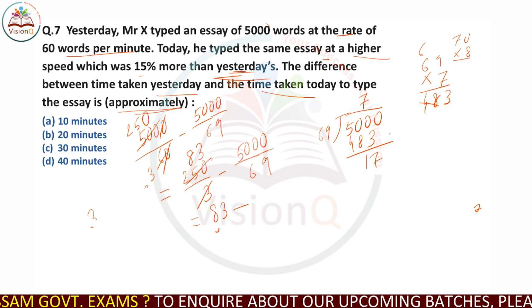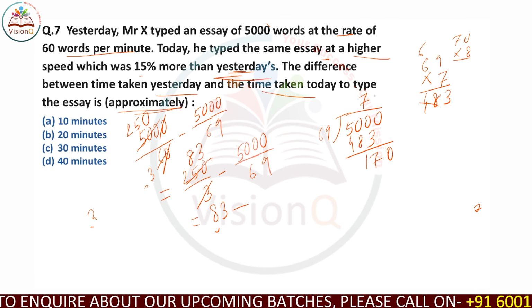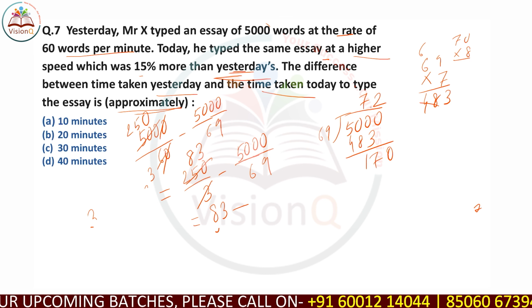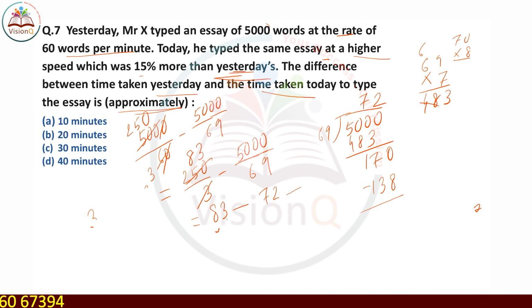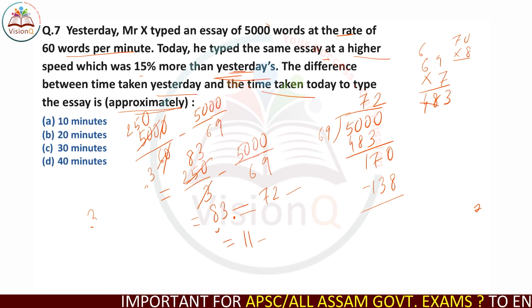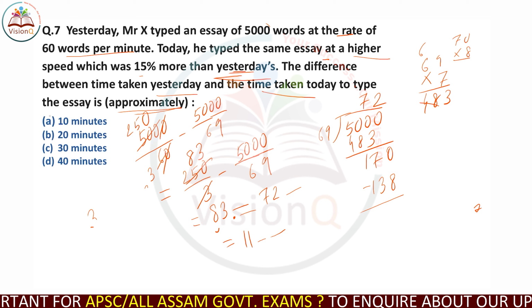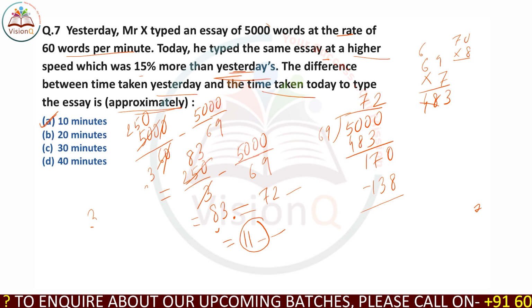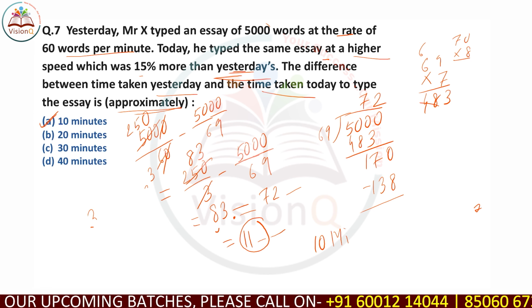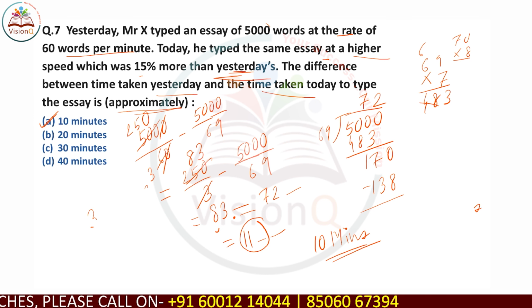Next, 17 is given. Okay, 170. Then 69 2s are how much? 138. So it is 72 point something. So 83 point something minus 72 point something. If I try to find out the value, I get 11 point something. So the right answer of this question number 7 is option number A, because close to this 11 point something, the answer is only option number A, which is 10 minutes. So approximately the difference of this time is option number A, which is 10 minutes.